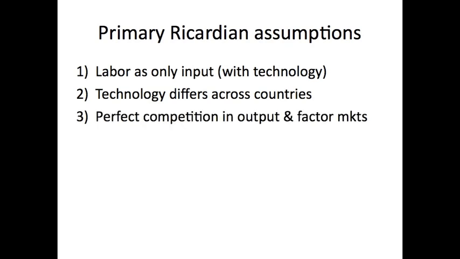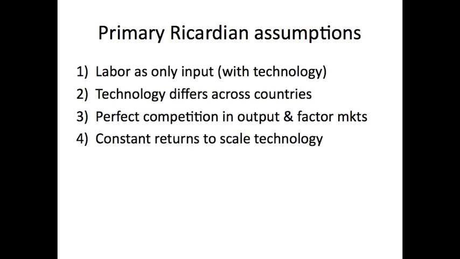We'll also have perfect competition in the product markets, that is the final output, but also in the labor market, so that lots of workers are competing with each other with lots of firms in the labor market, just as consumers and producers are acting as price takers in the output market. We'll also assume that the technology is characterized by constant returns to scale. We'll define that in just a few minutes.